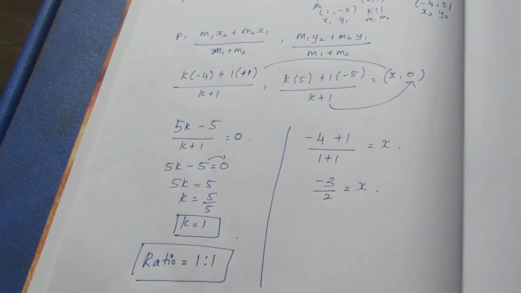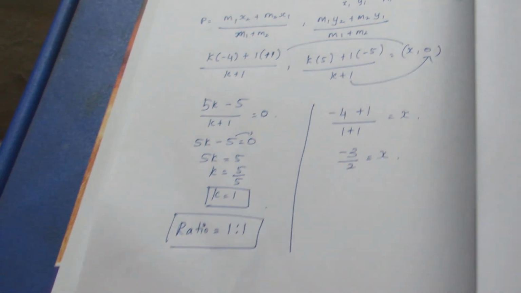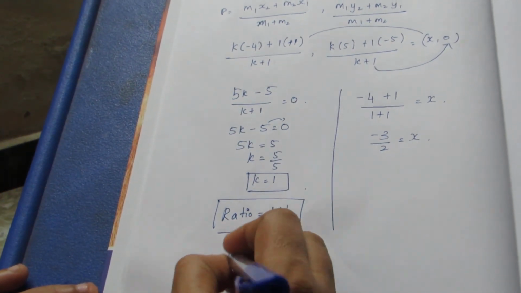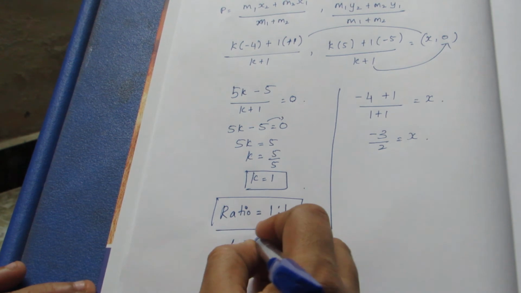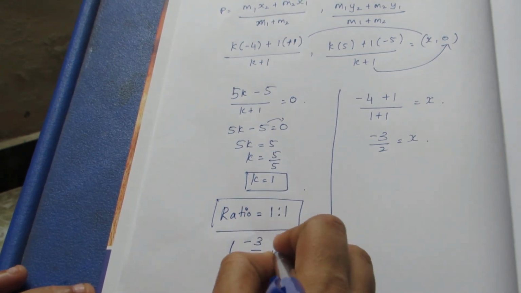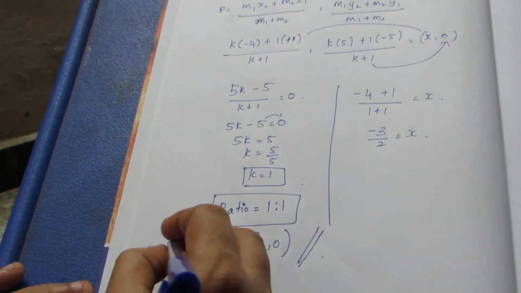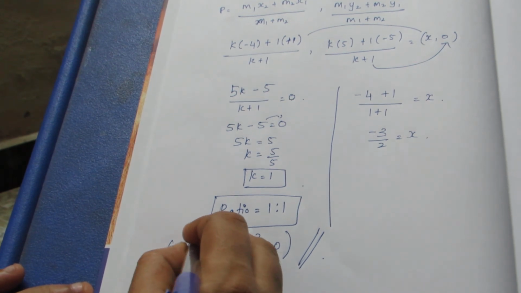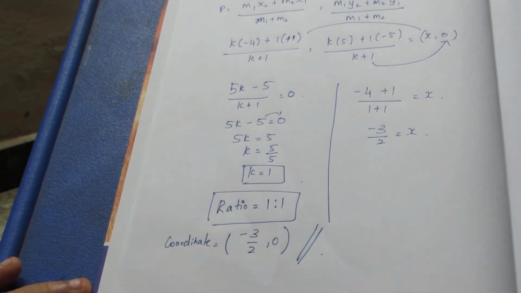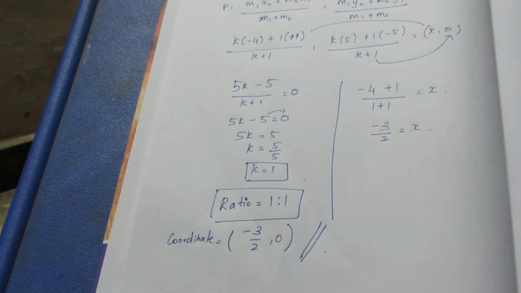They have asked for the coordinates, right? So the coordinates will be (x, 0), that is nothing but (-3/2, 0). That is the answer. So this is the coordinate and this is the ratio they have asked for.